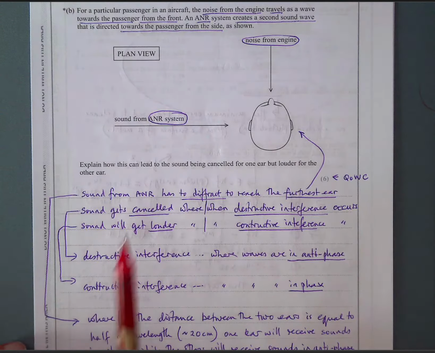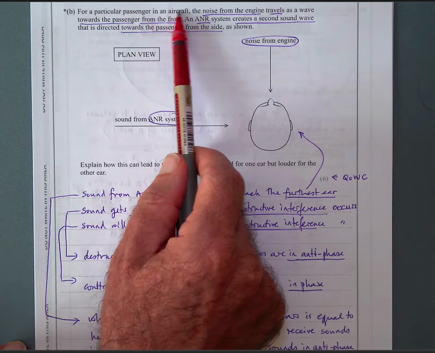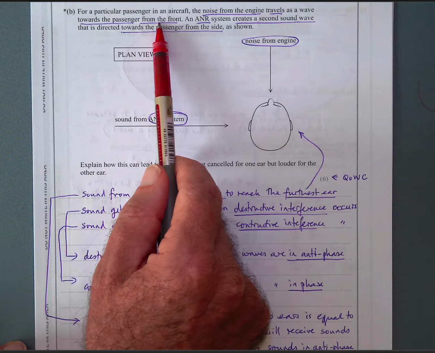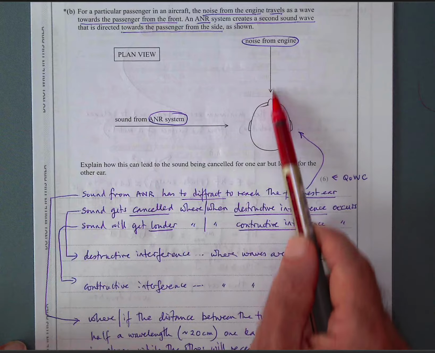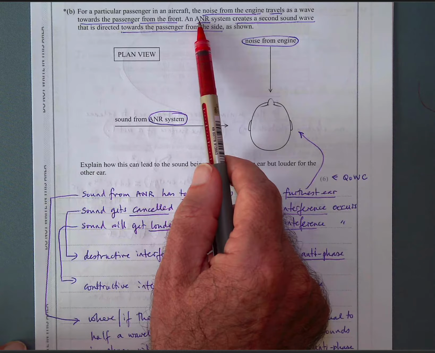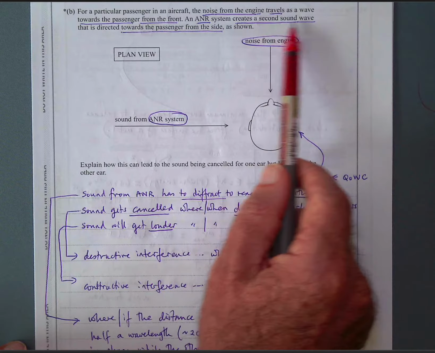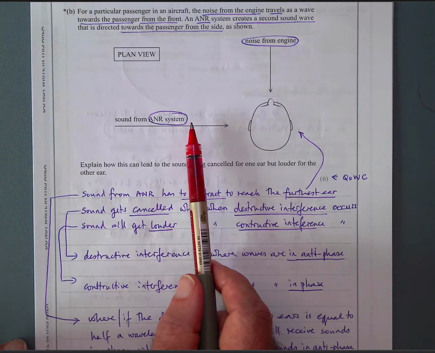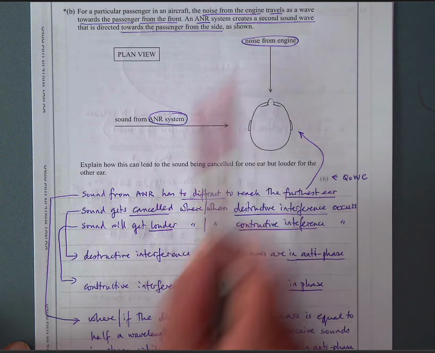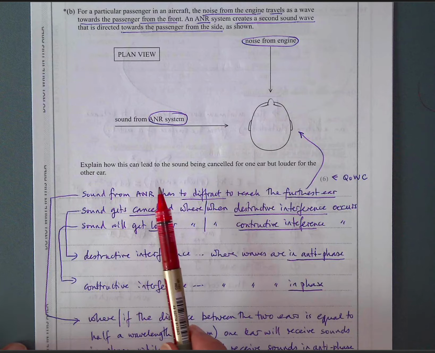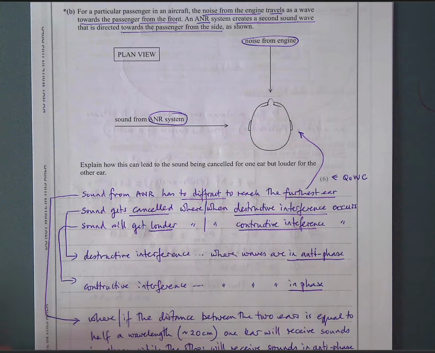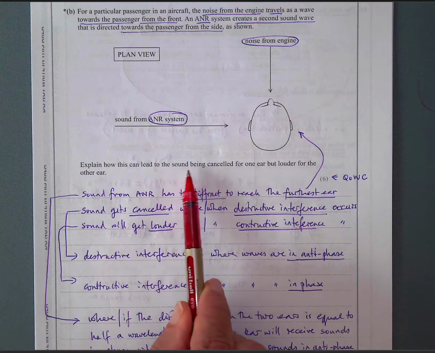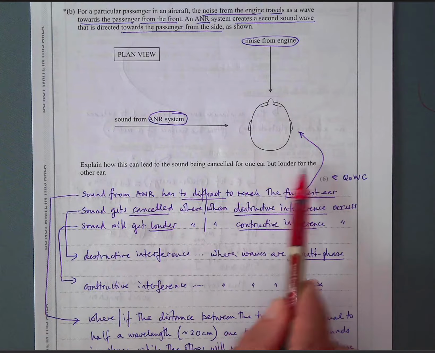Part B. So for a passenger in an aircraft, the noise from the engine travels as a wave towards the passenger from the front. So the engine noise comes from the front because he's facing the front of the aircraft. An ANR system creates a second sound wave that is directed towards the passenger from the side. So is this a good idea to do it from the side, as shown? So if it's coming from here, engine noise is going from there. Are they going to create an effective destructive interference system? Explain how this can lead to the sound being cancelled for one ear but louder for the other ear.